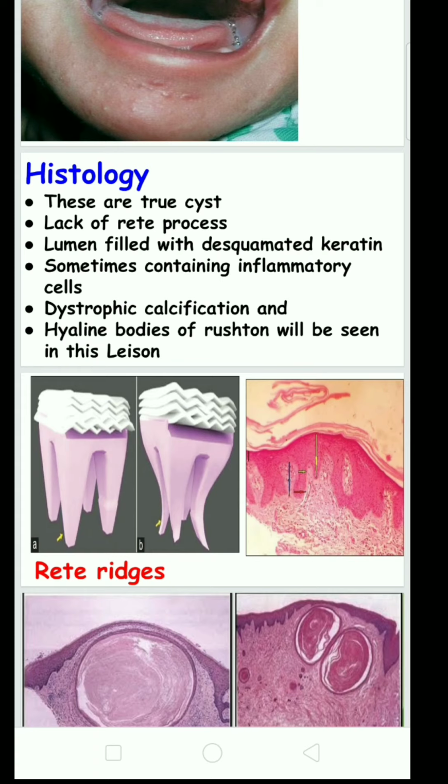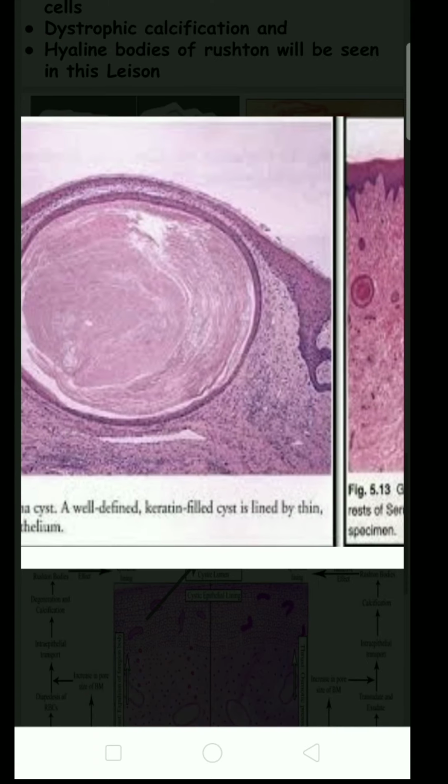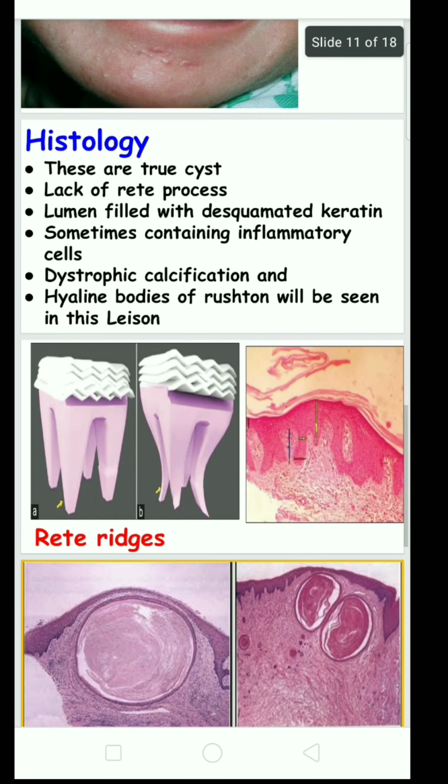Why are these called true cysts? Because the epithelial lining is separated from the other types of tissue, and at the same time this epithelium produces keratin material. So this is a true cyst, with a lack of rete processes, because cysts sometimes contain inflammatory cells, and due to that inflammation there is a lack of rete processes. So here also the rete process is lacking.